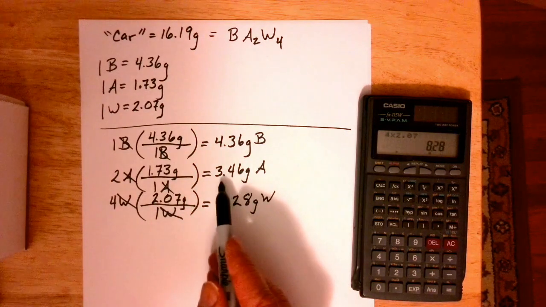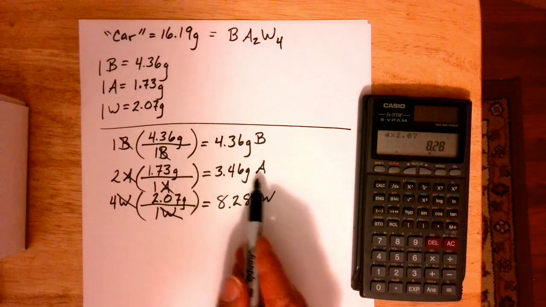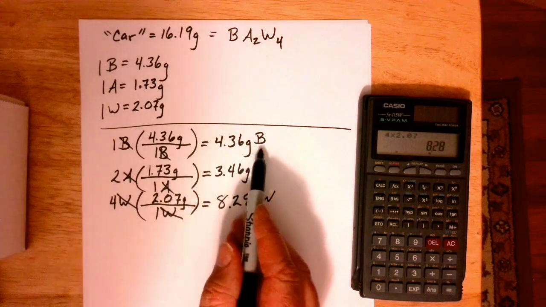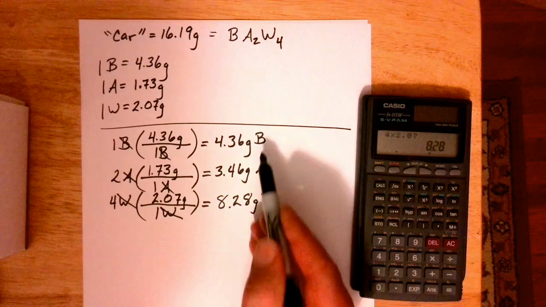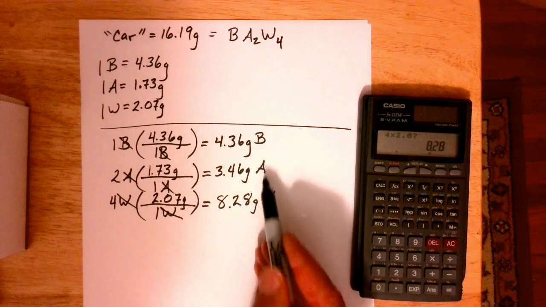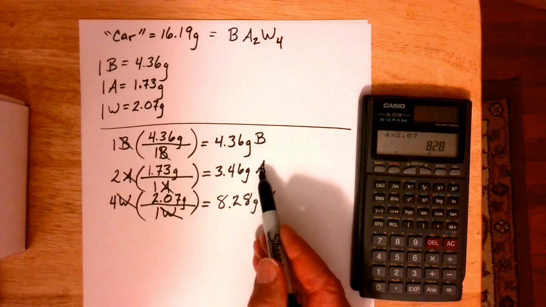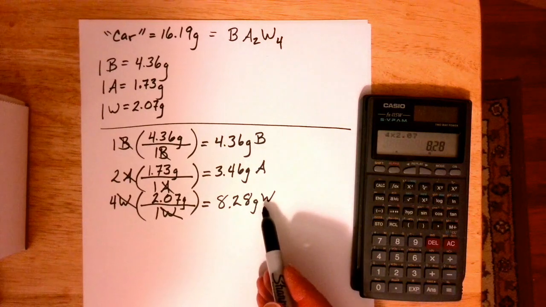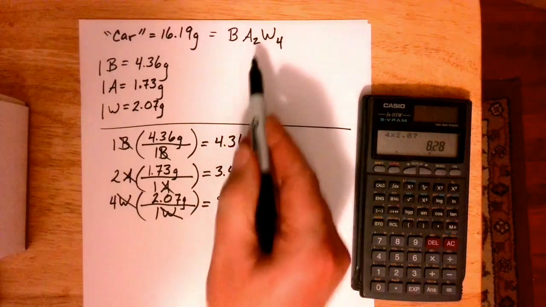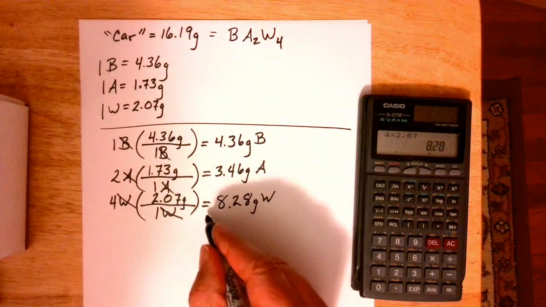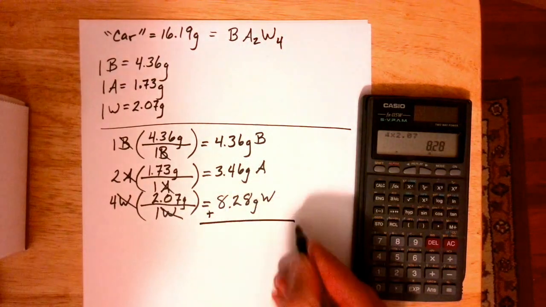The car will be made up of 3.46 grams of axles and 4.36 grams of the body. So all we're doing is finding out the weight of all the individual component parts and all the subgroups of those individual parts. And now, to find out the weight of this whole thing, we want to add all these values together.